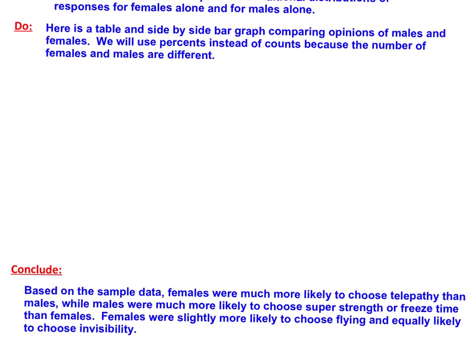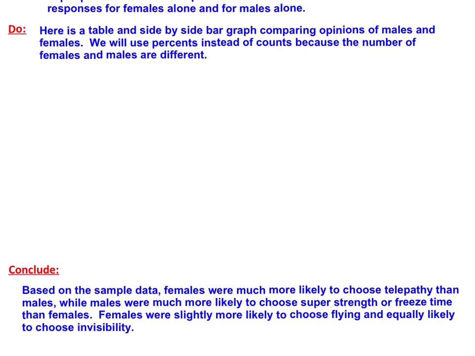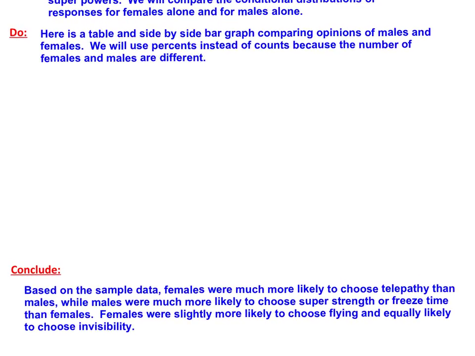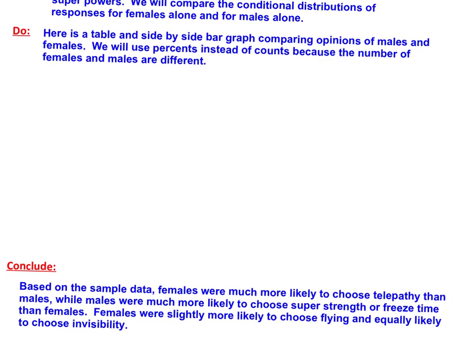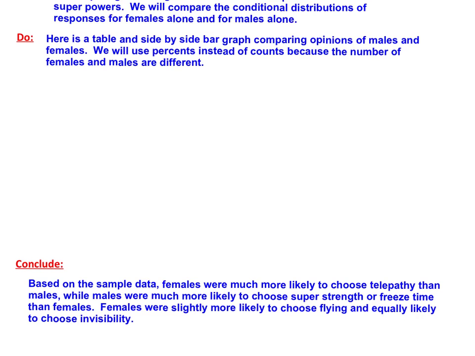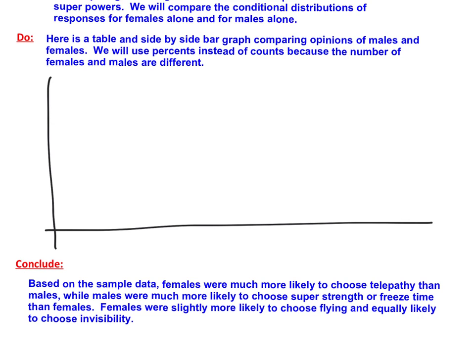So in the do, that's typically where we actually do what we're setting out to, like make a bar graph. But I'm going to make one that shows these conditional distributions. It's going to look like this. I'm going to go 10, 20, 30, and 40. These are going to be as percents.